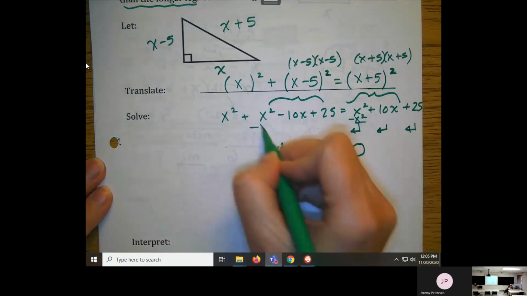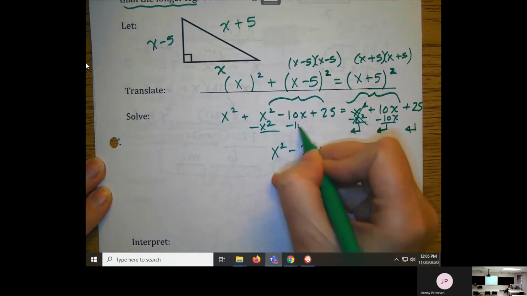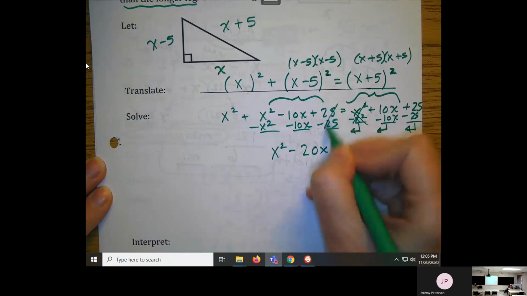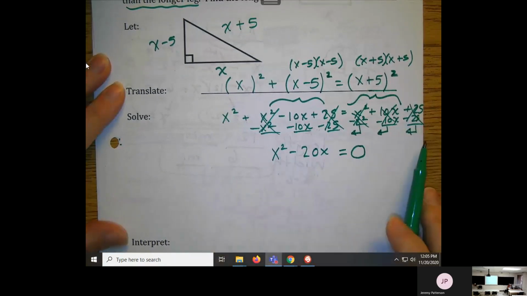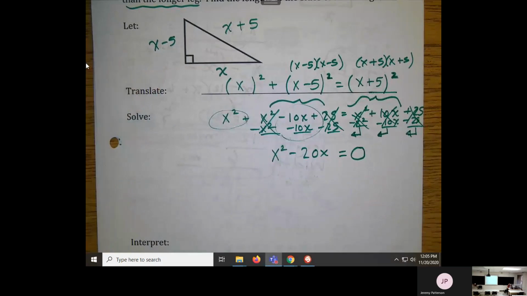Because we're going to subtract that. And that. And that. Now, a whole ton of stuff cancels out. All that's left is the x squared here and the 2 minus 10x's.